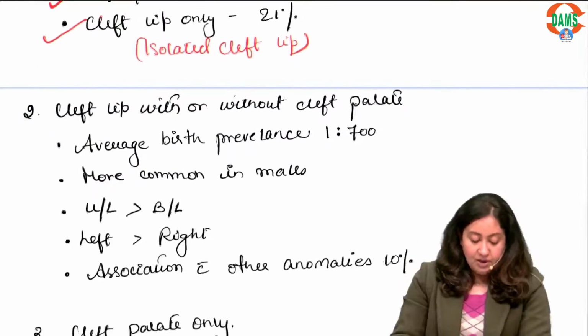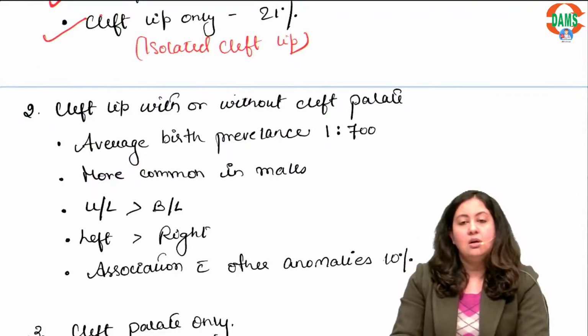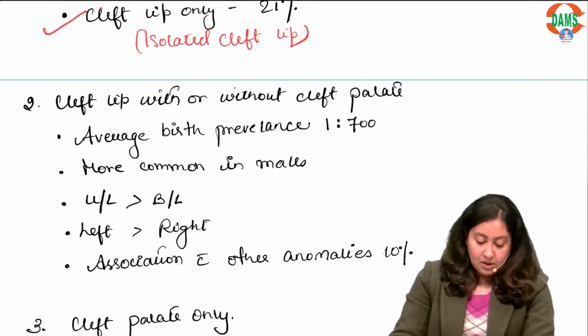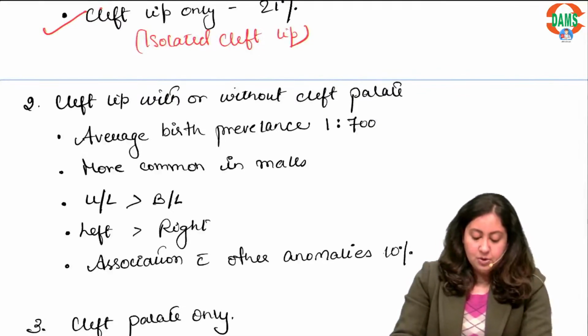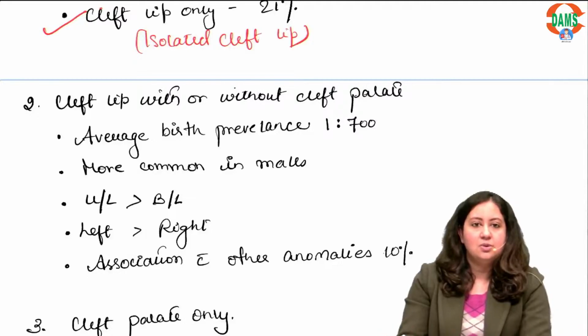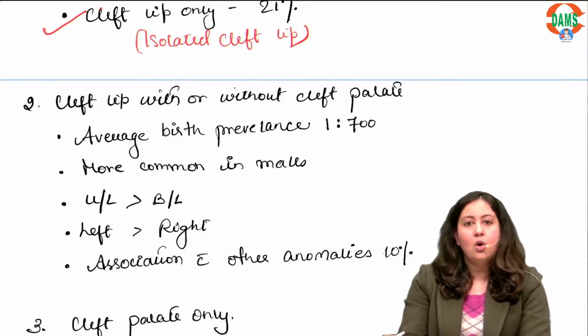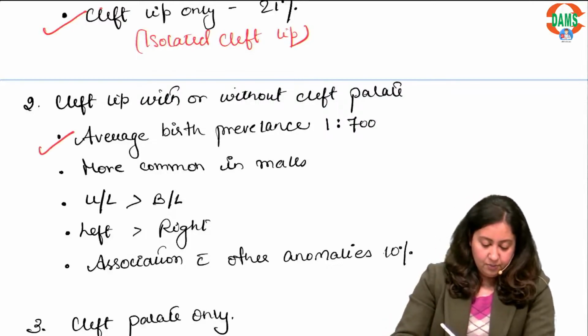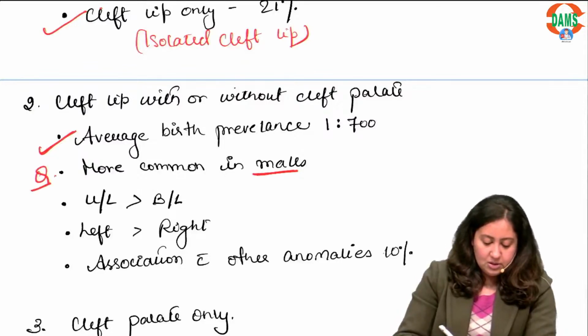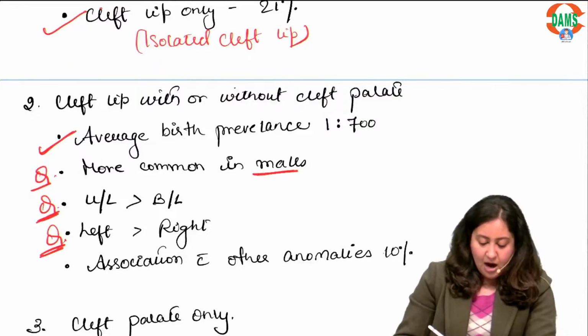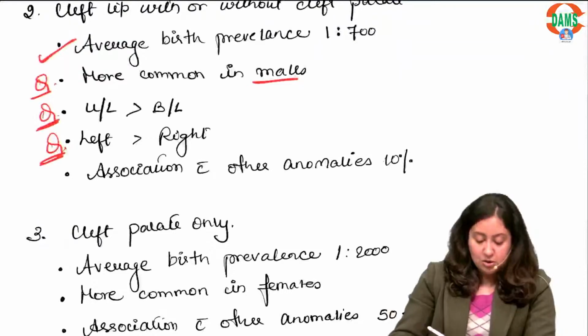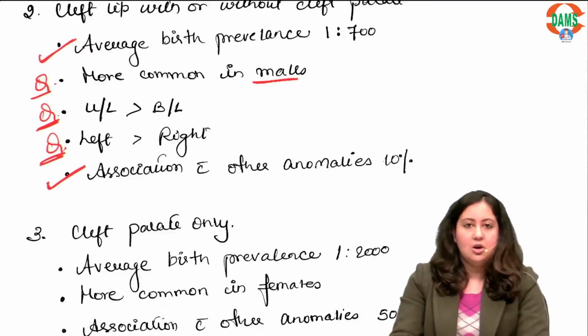Now the incidence of cleft lip with or without cleft palate. The average birth prevalence is 1 in 700 births. It is more common in males. So this is also a question. Unilateral is more common than bilateral. Left is more common than right. And association with other anomalies: it is 10% associated with other anomalies.